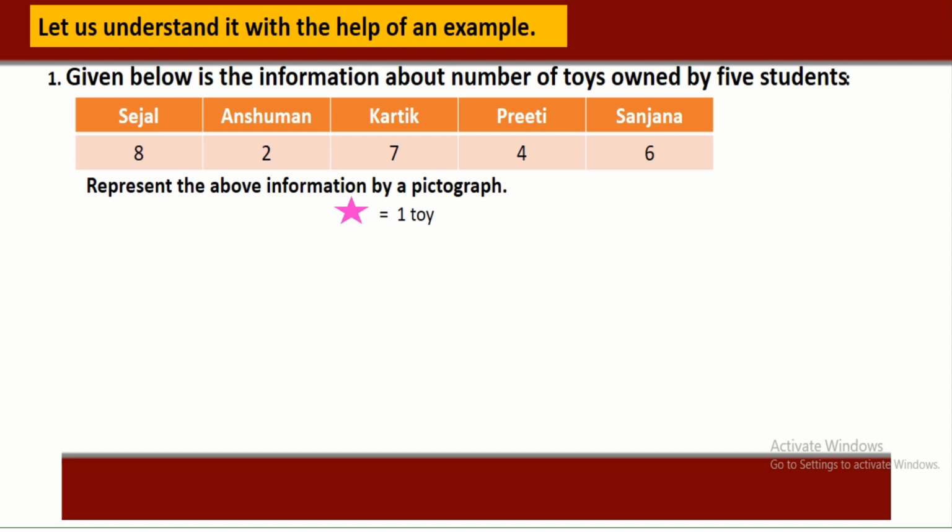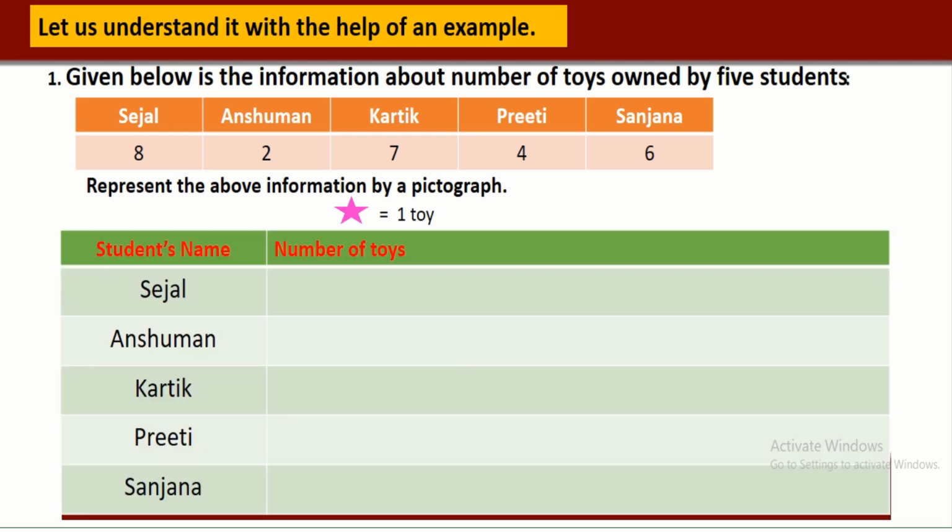Now fourth step is to make the pictograph. So we will start making pictograph. Firstly, we will draw a table. In table, we will show two columns. In first column, we will show the name of the student. In second column, we will show the number of toys owned by 5 students.